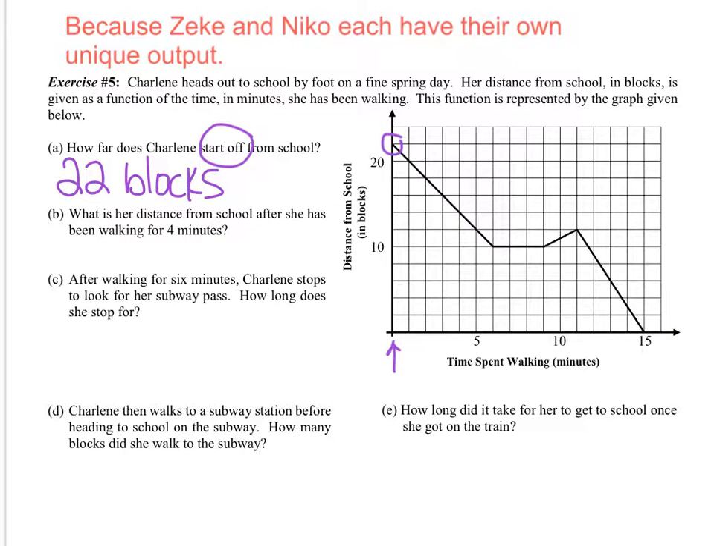Okay, part B. What is her distance from school after she has been walking for 4 minutes? So 0, 1, 2, 3, 4 gives us this output right here, which happens to be 14 blocks.